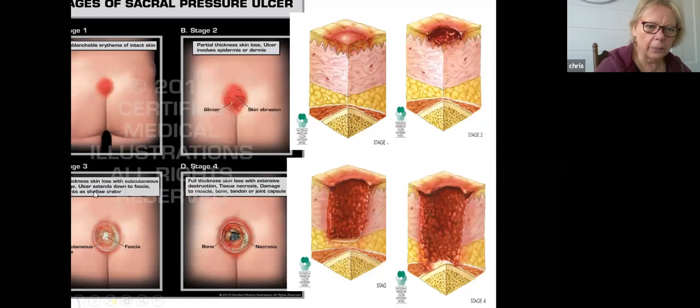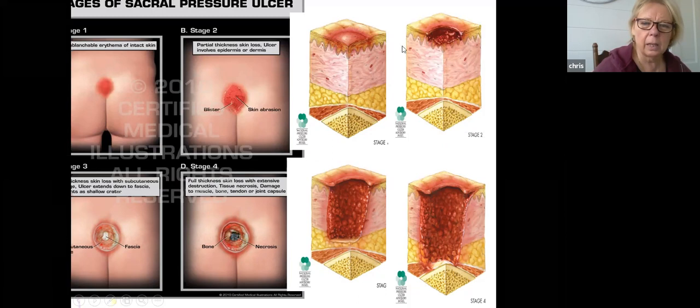It's not much help, but subcutaneous ulcer extends down to the fascia and appears like a crater. Here you're seeing bone. So that's a stage 4, full thickness skin loss, excessive destruction, damage to the bone, joint capsule, and here are the areas of the skin that are involved.